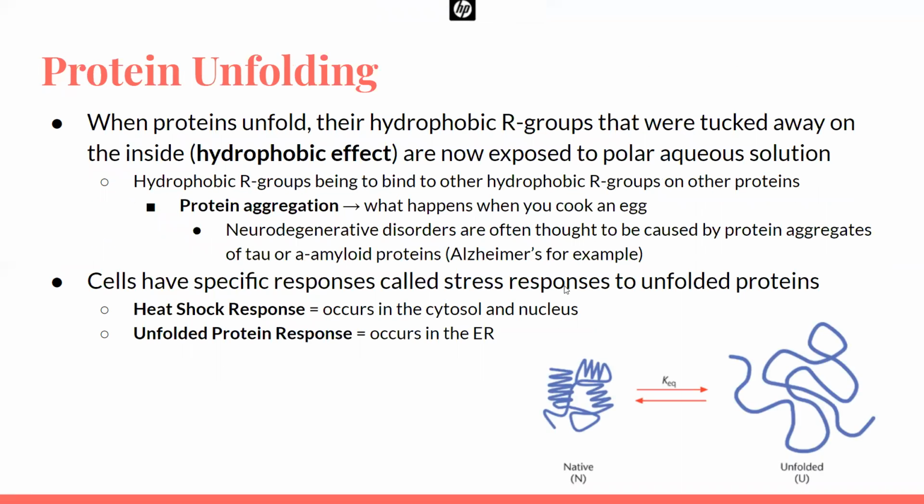Okay. So talking about protein folding, let's talk about protein unfolding. When proteins unfold, like I said before, the hydrophobic R groups that were once tucked away on the inside, that hydrophobic effect, are now exposed to the polar aqueous solution of the cell, and they don't like that. That's why they're called hydrophobic. They don't like water. So the hydrophobic R groups that are used to being on the inside are now going to scramble to bind to other hydrophobic R groups on other unfolded proteins nearby, because they don't want to bind to polar or any water solution. It's in the name, hydrophobic.